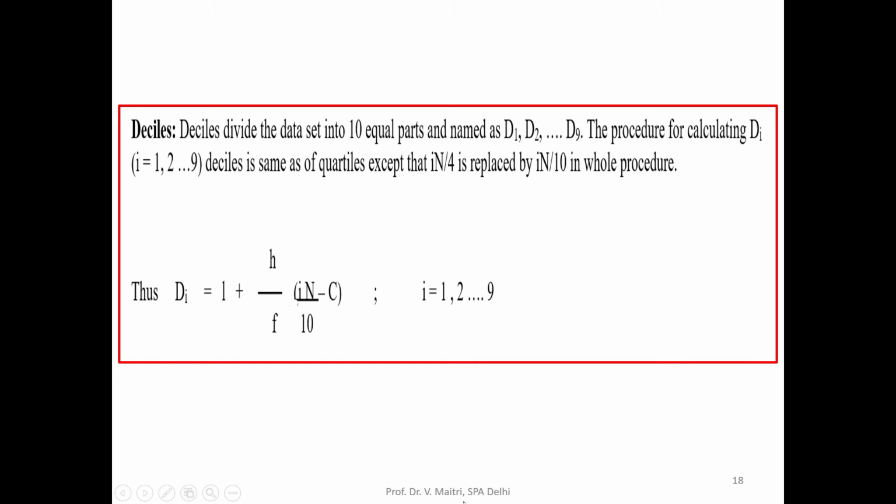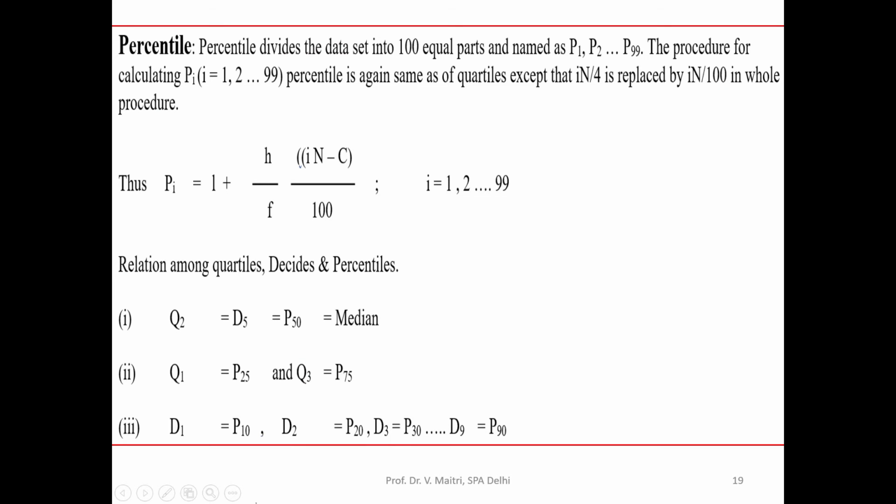Similarly for deciles, everything is the same. In the decile formula, we compute i times n by 10. Previously we did i times n by 4, in deciles i times n by 10, and for percentiles it is i times n by 100. Mind it, i times n by 100.